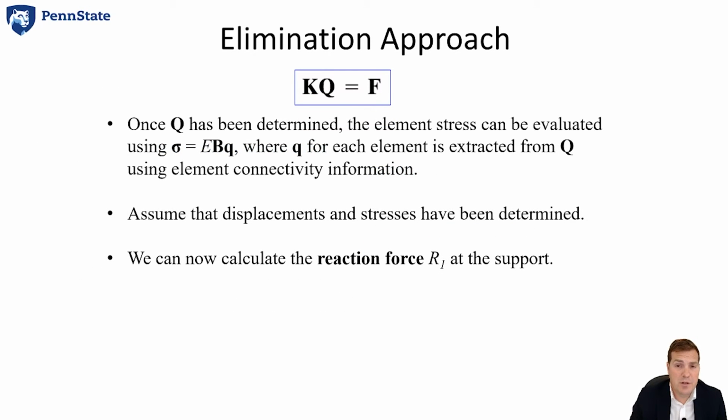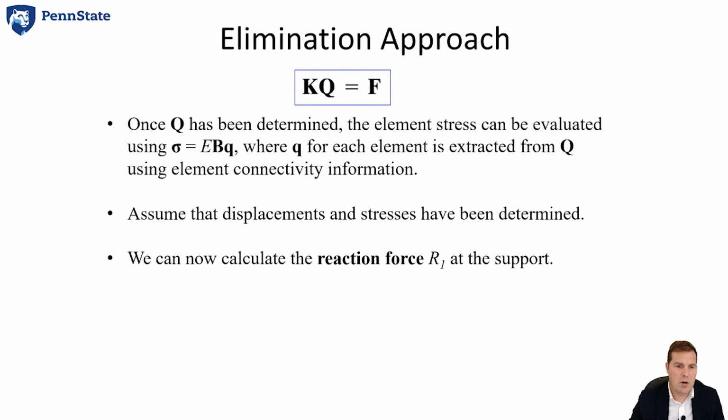So once Q has been determined, you can calculate the element strain, right? B times Q, and then the stress, which is Young's modulus times strain. And here the Q, you have to extract from the global displacement vector using the connectivity. We'll go through an example of that. But you can calculate displacements and stresses.